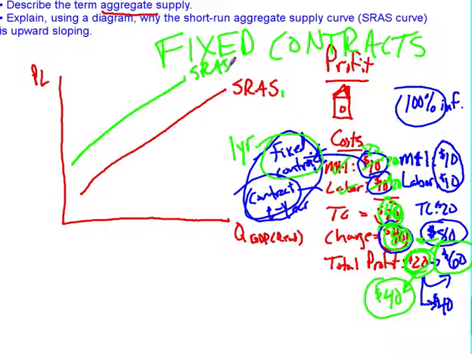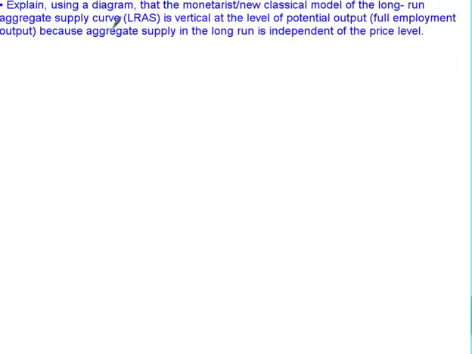And so what happens is when inflation goes up, they do have this temporary time where they can earn extra profits, but after the contracts are renegotiated, that's going to cause this short-run supply curve to shift back to the left because of an increase in resource costs. So that's it for that one. So what we're going to talk about now is this idea of the monetarist or the new classical model of long-run aggregate supply.